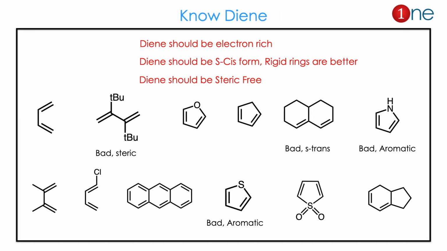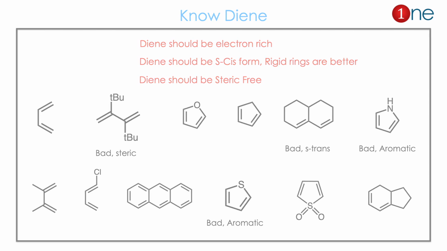We will see the diene first. The diene should be electron rich. The diene should be in S-cis form. Rigid rings are always better because they hold the S-cis form better. Then the diene should be sterically free. Here I have given many dienes for your understanding. All are dienes. Here I categorize good versus bad, and I mention only the bad dienes with reasons. Bad dienes are normally sterically hindered systems, bad S-trans systems or aromatic systems.